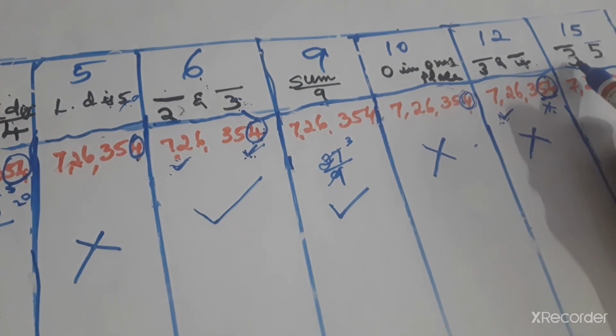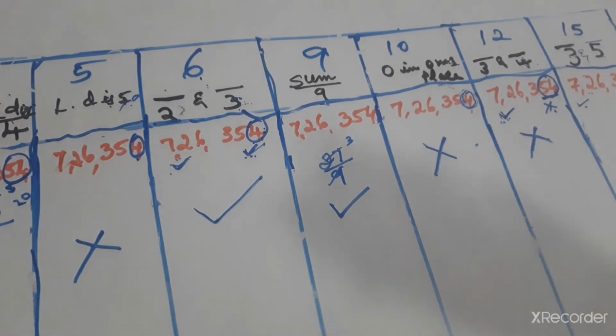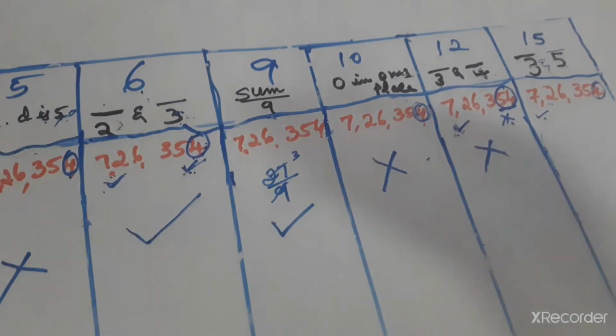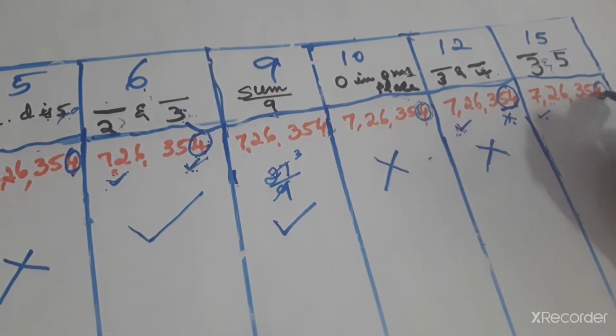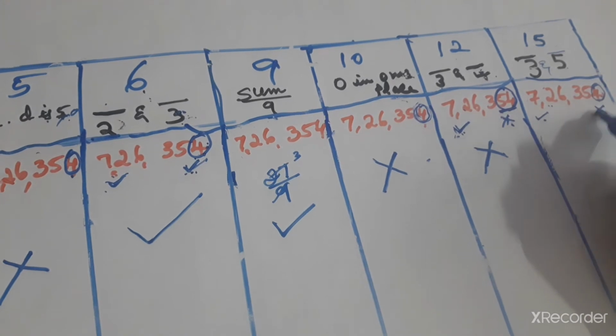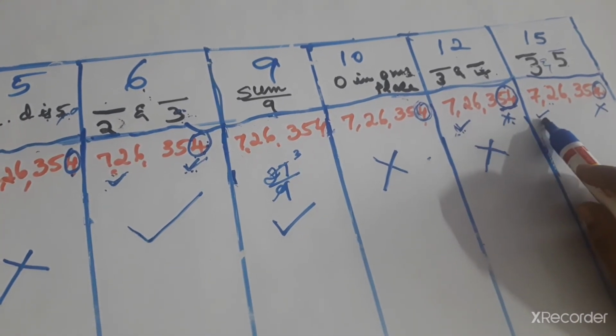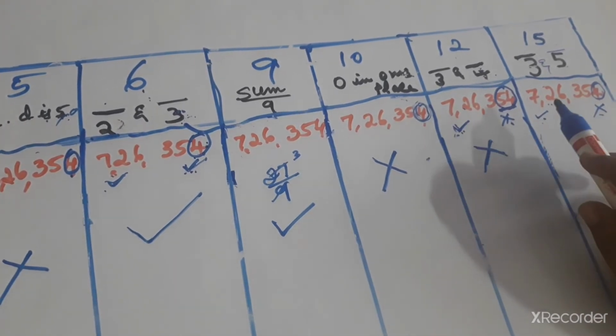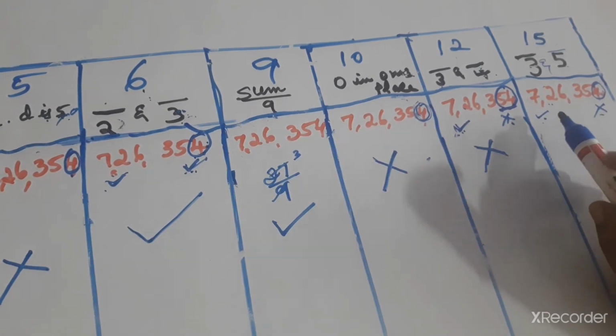Then 15 means it should be divided with 3 and 5. 3 means it is dividing because the total is 27, and 27 divided by 3 means it is dividing with 3. And 5 means in the ones place there should be 0 or 5. But in the ones place here is 4, so it is not dividing with 5. It is dividing with 3 but not with 5. So we want it should be divided with both the numbers.